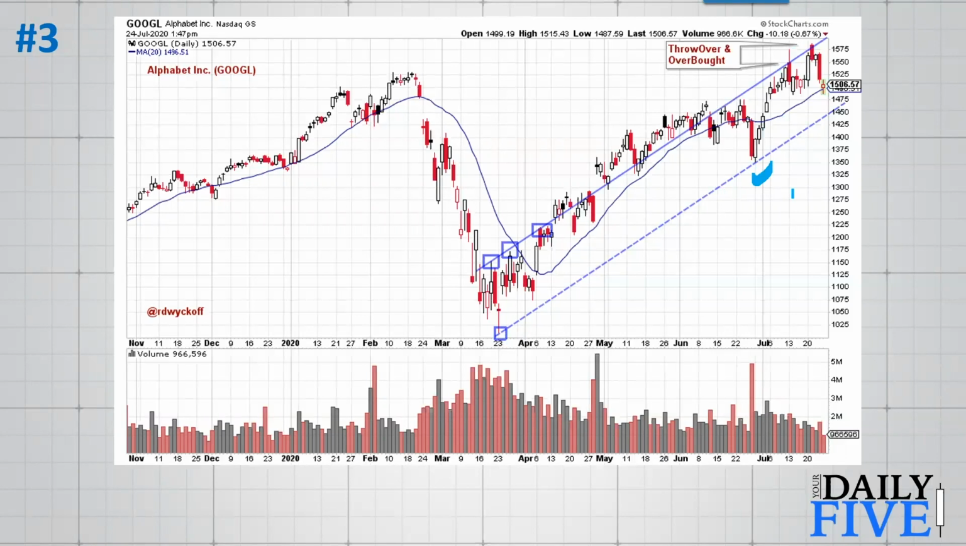So Google we would look at as being potentially still in an important uptrend. But we're going to watch this because it does seem to be holding its trend channel.